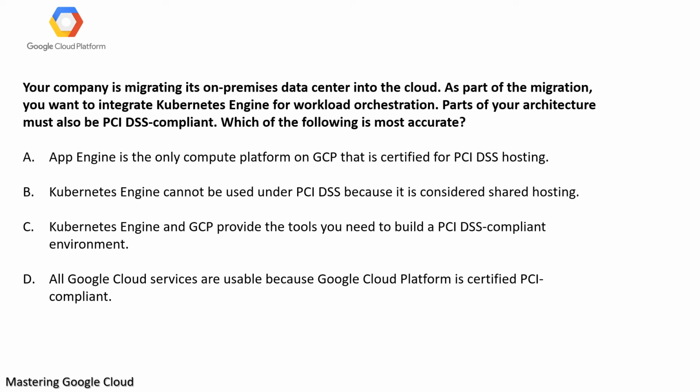So option C says Kubernetes Engine and GCP provide the tools you need to build the PCI DSS compliant environment. So it is the responsibility of the application and the application owner to build the application which is PCI DSS compliant, and GCP and Kubernetes Engine provide the tools to do that. So option C is the right choice.